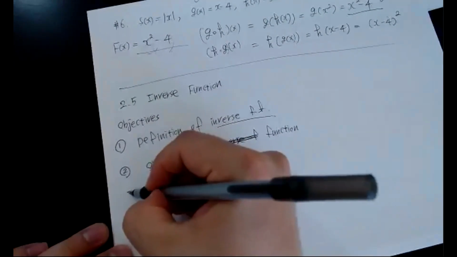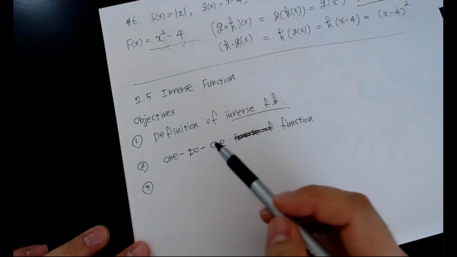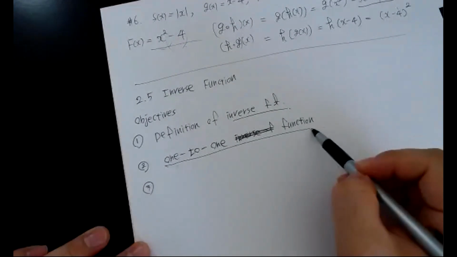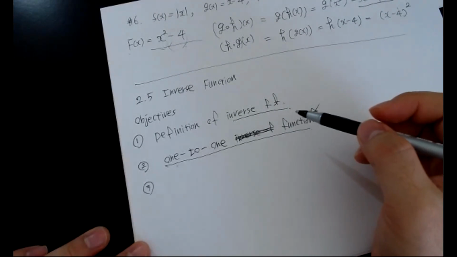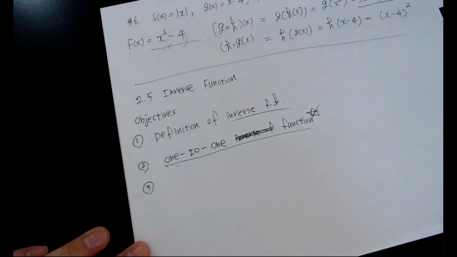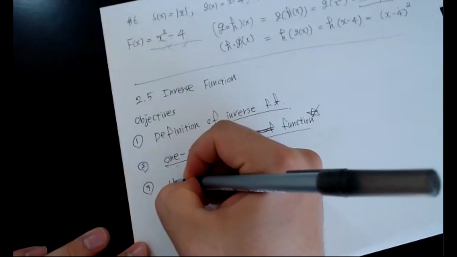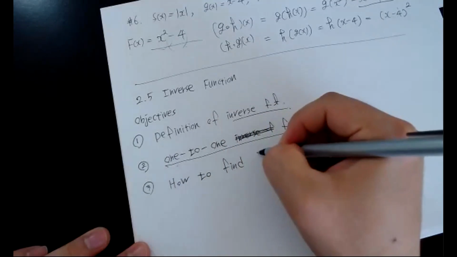So now, once we figure out the definition of inverse function and the one-to-one function, I'm gonna cover one-to-one function first because this is really important, and then we see the definition of inverse function, and then the notation of inverse function, and then specifically we need to figure out how to find the inverse function.